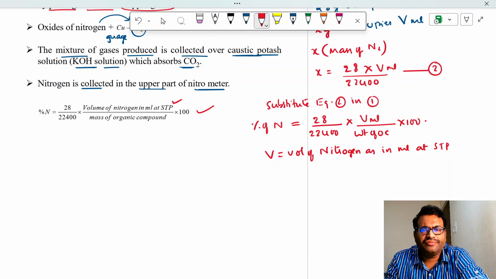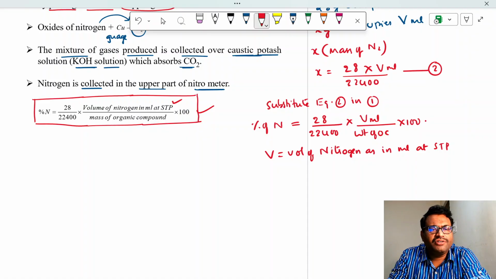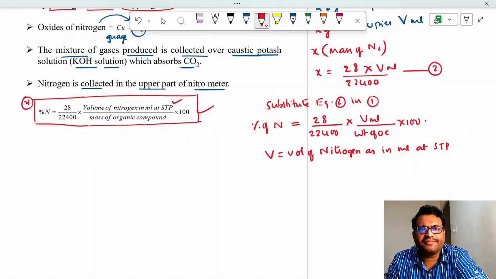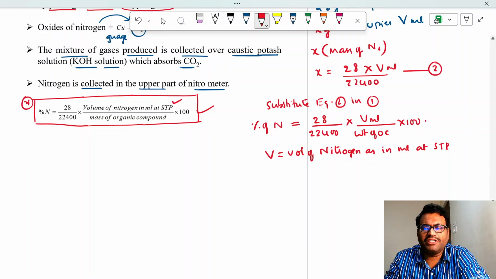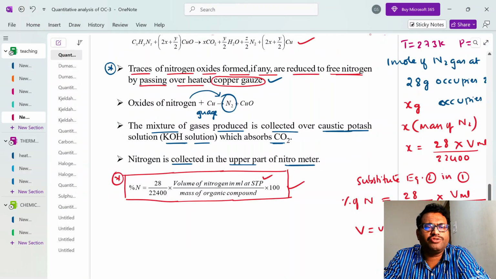Understood? This formula is important because based on it we are asked questions in different competitive examinations. You need to remember this formula. In the examination you cannot derive all these things, because we are given limited time, and within that limited time we have to solve the question. So we should remember the formula. So that is about the Dumas method. Let us solve some PYQs on the Dumas method.